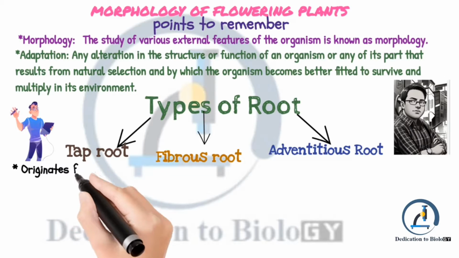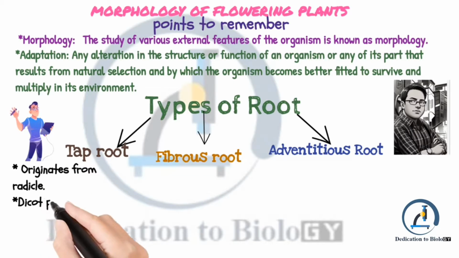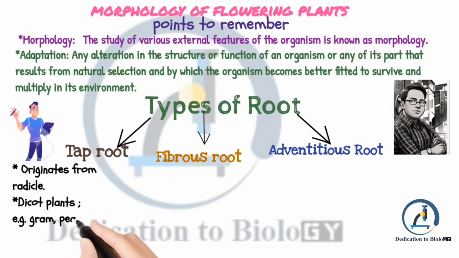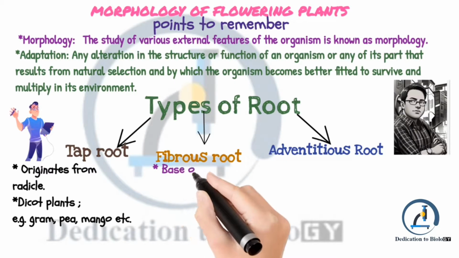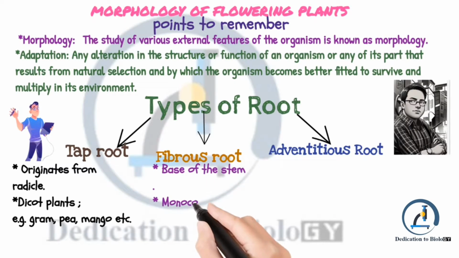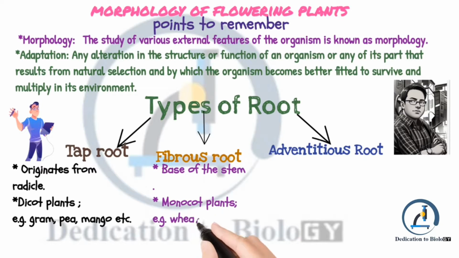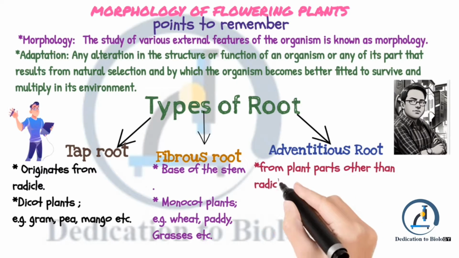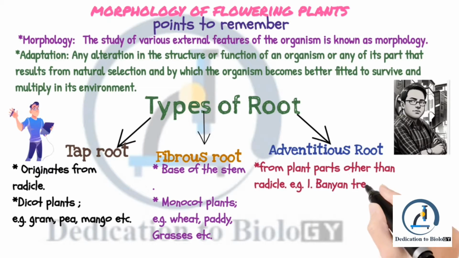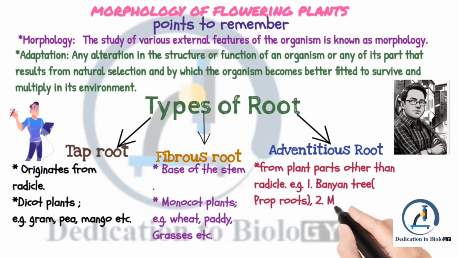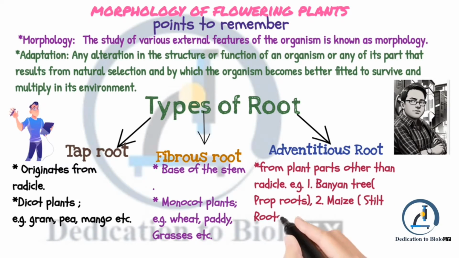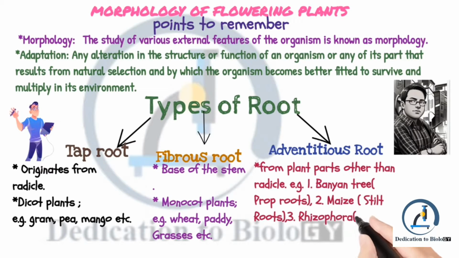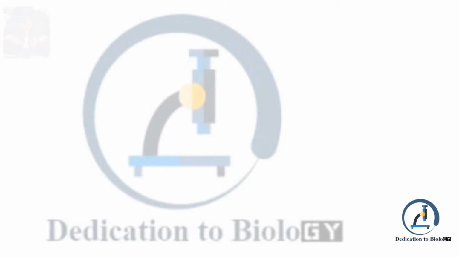Now, taproot originates from the radicle part. It is seen mainly in dicots. Gram, pea, mango are the examples. Fibrous roots derive from the base of the stem. They are seen in monocot plants. Wheat, paddy, grasses are the examples. And adventitious roots derive from the other parts of the plant except the radicle. Examples: banyan tree, which has prop roots; maize, which has stilt roots; and Rhizophora, which has respiratory roots.